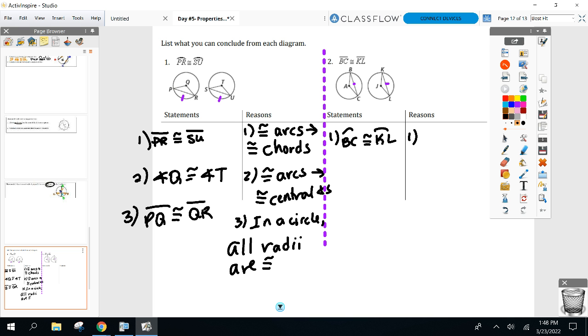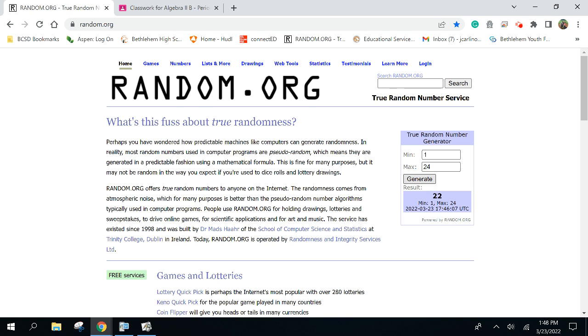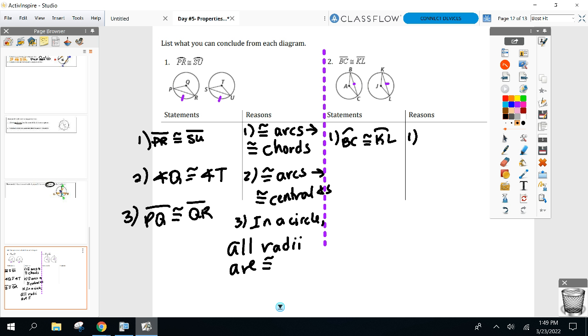Based on what we did in problem 1, what do you think's the reason here? Tell me what you're given first. Implies what you wrote down. Good job, Mahmood. Good job.